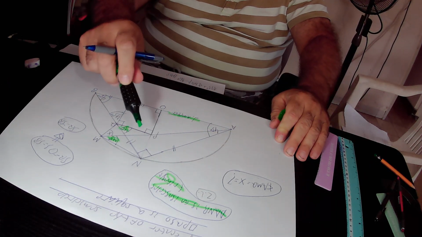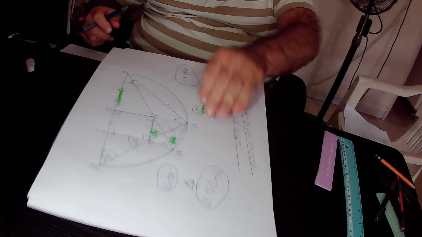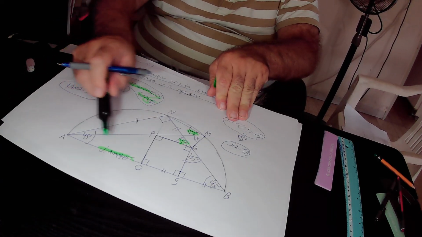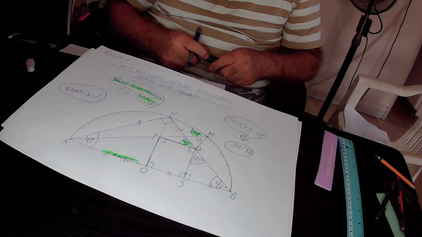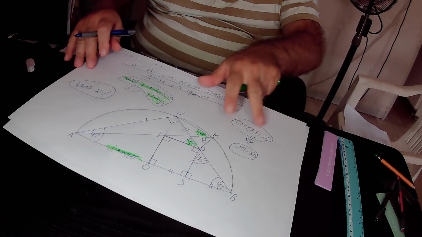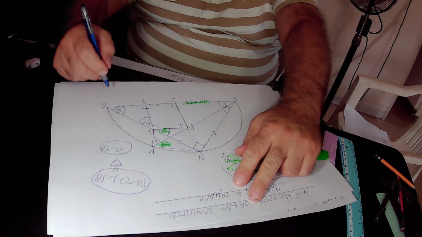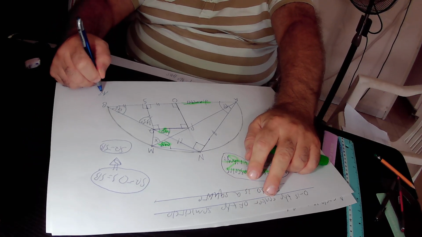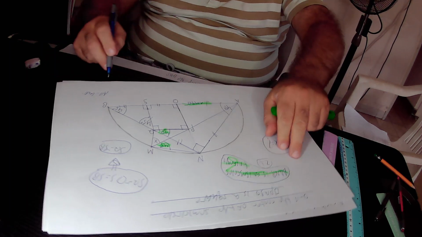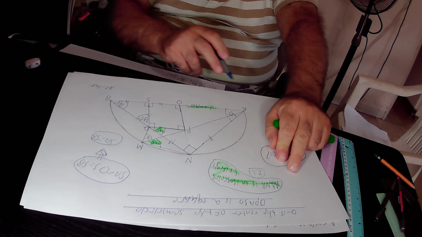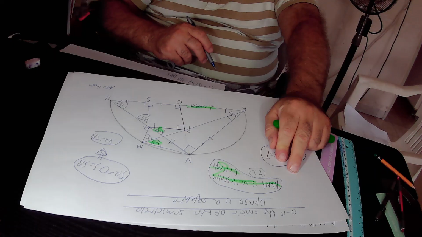Side A equals side NB. In the associated triangle, triangle ANB, AB is the base of the associated triangle. But AB is also the diameter of the semicircle. Here, AB is the diameter of the semicircle.